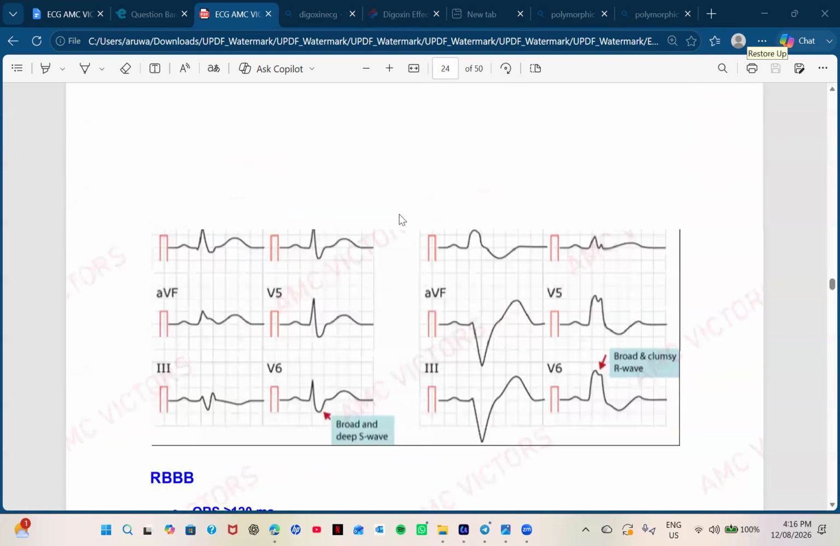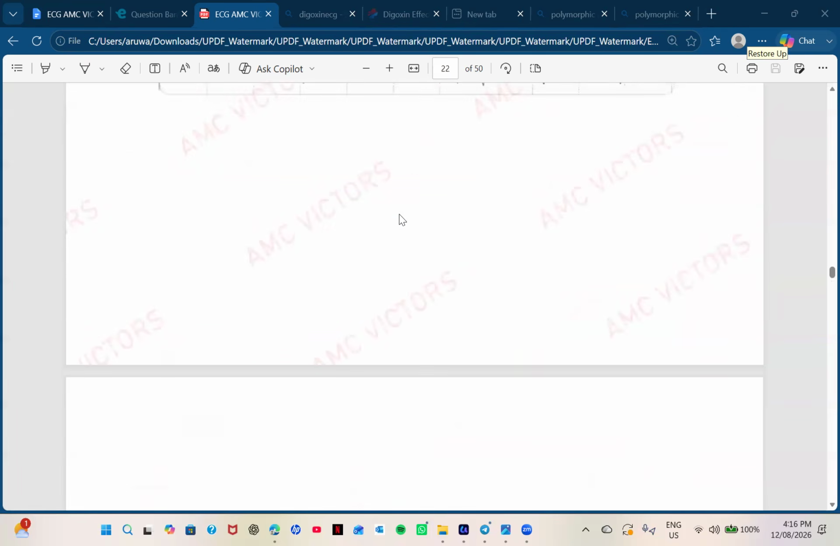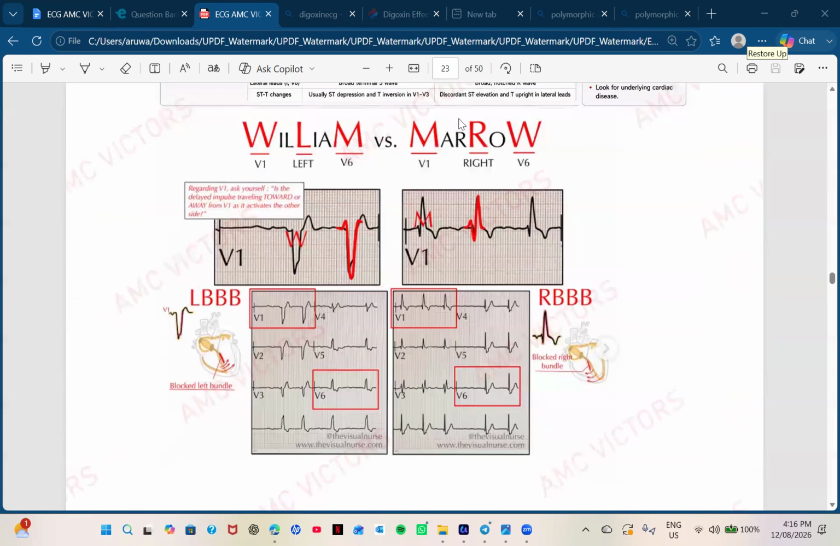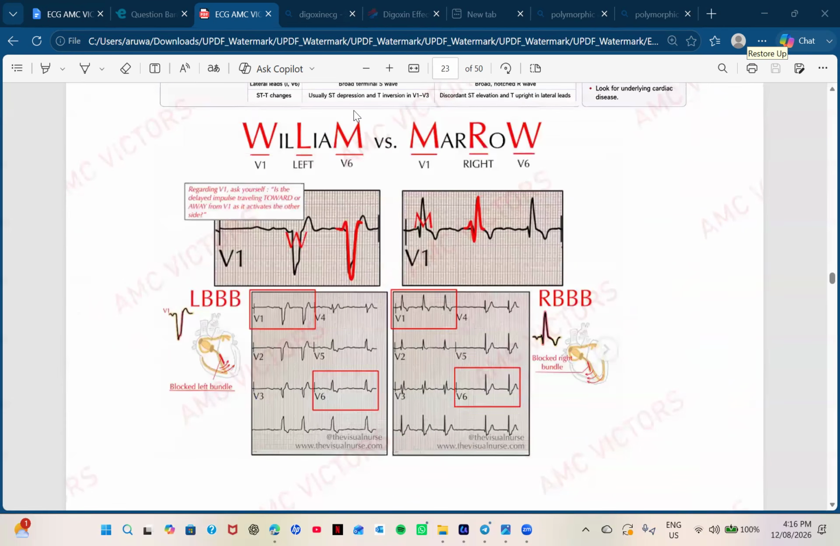Okay, so in the right bundle branch block, remember it as Marrow. R means the right bundle branch block, then it starts with M. So in V1 you can see the M kind of presentation, and in V6 you can see the W, right? Remember, your starting letter is V1, the last letter is V6, right?